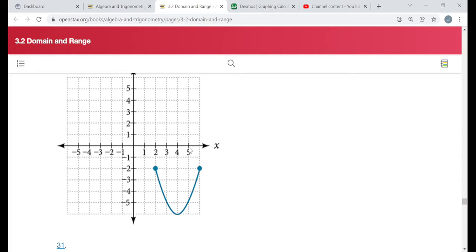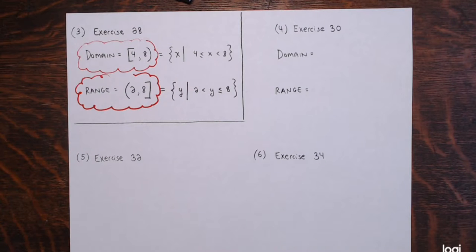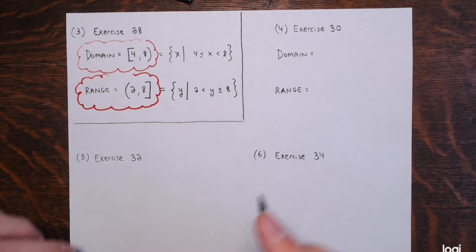Every x coordinate, every x value from 2 to 6 is used in some point here, right? This is a continuous piece of graph. There's no holes or gaps in it. So everything from 2 to 6 is used, and also 6, right? There's a solid point at the right end. 6 is an x coordinate. So from 2 to 6, including 2, and including 6. That's the domain.